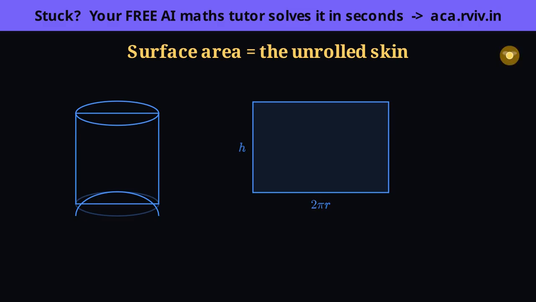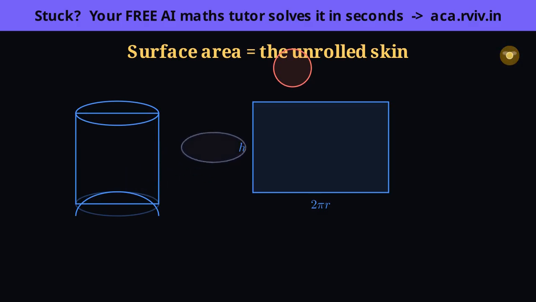It is genuinely just a rectangle in disguise. But the curved wall isn't the whole skin, is it? A closed tin also has two flat lids, the top and the bottom. Pop them off and here they are, two plain circles, each one of radius r.